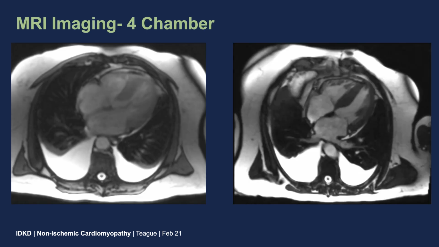We can see here from his cardiac MRI that there are bilateral pleural effusions as noted on the scout image on the left. Looking at the four-chamber view on the right, you can see again the bilateral pleural effusions, as well as thickening of the interventricular septum, especially at the basilar aspect. There's also a trace amount of pericardial fluid noted posteriorly.